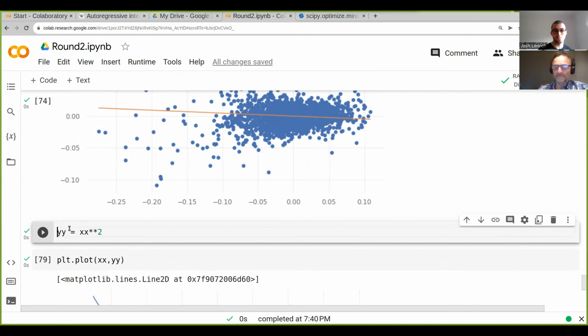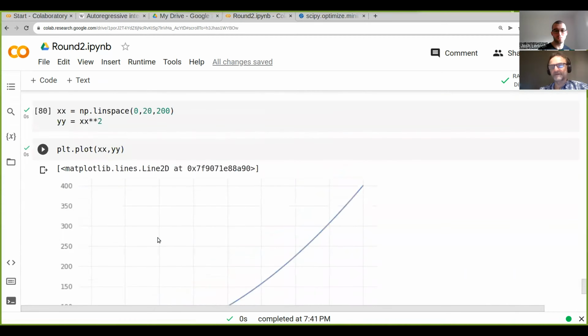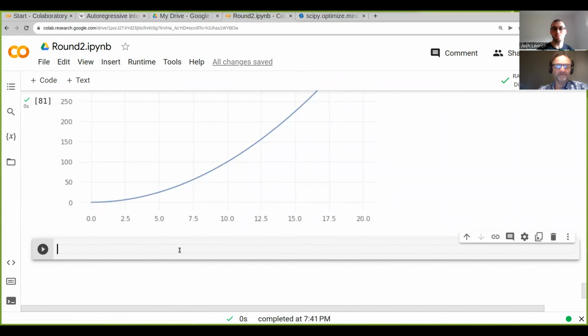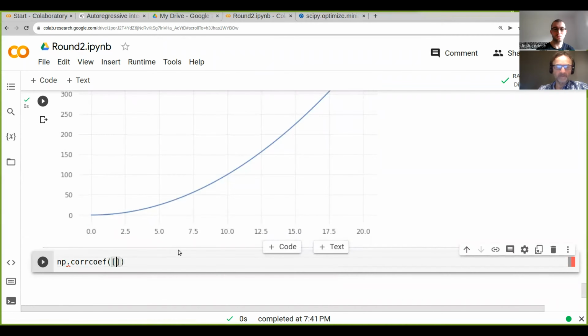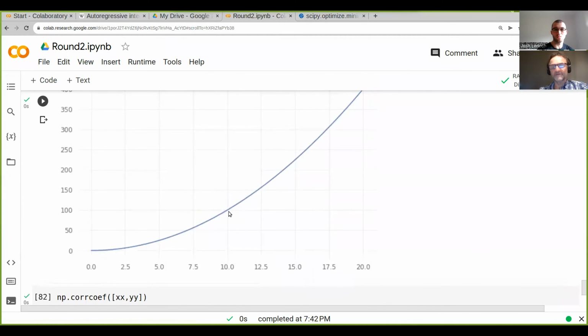So normally, let's just say we go xx equals np.linspace, say 0 to 20 in 200 steps. And then here we've got this nice parabolic behavior, right? Now, if we wanted to do a linear fit of this, it's going to be terrible. If we do a linear correlation, we go np.corrcoef of xx, yy. There we go. Well, it's still got 0.96, but what it basically does is fit a straight line to this.